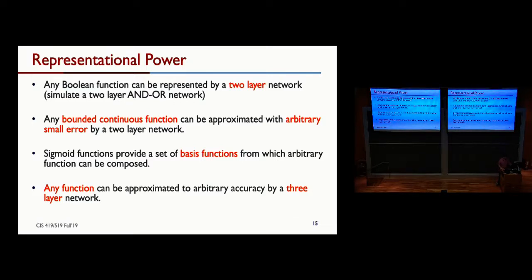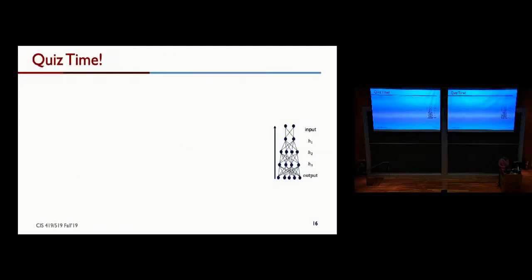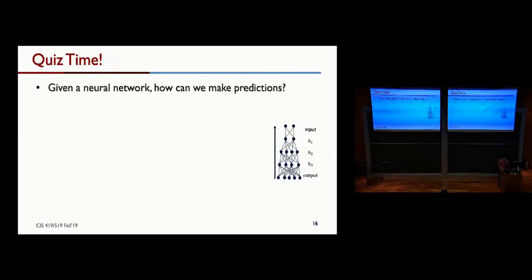The last point is also very important. Any function, even a discontinuous one, can be approximated by a three-layer neural network. This is also called the universality theorem, and this actually changed the game. These are the things you need to care about in terms of why we research neural networks or try to use them. Anyway, how do we make predictions using neural networks?